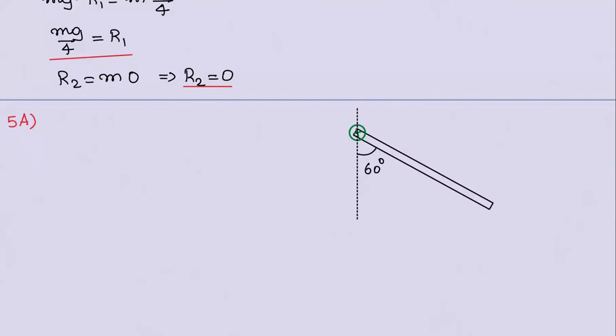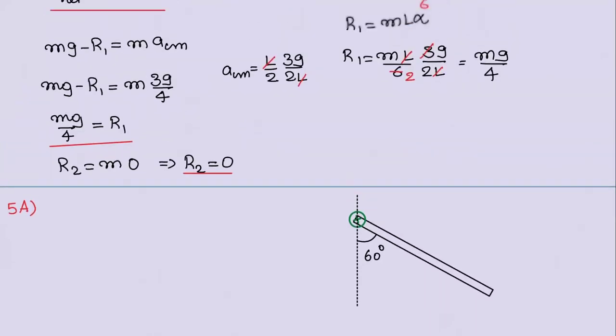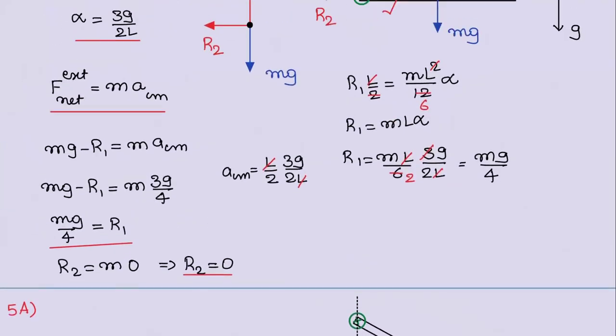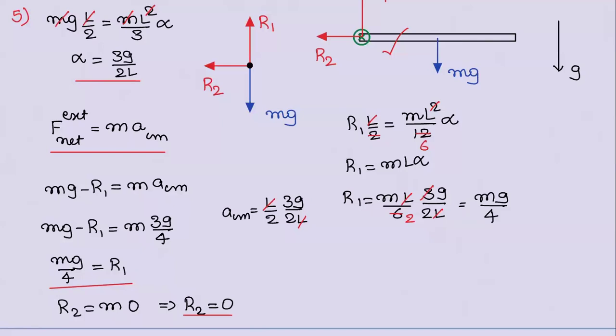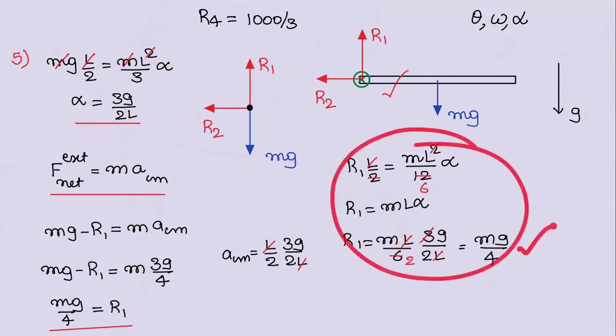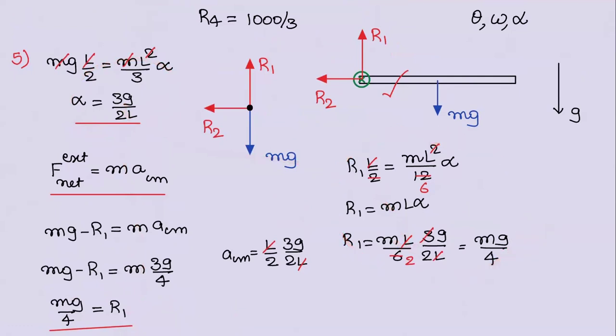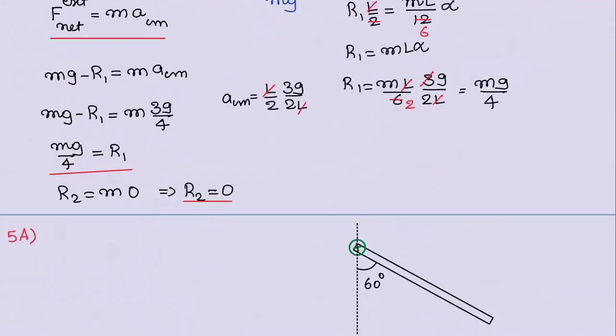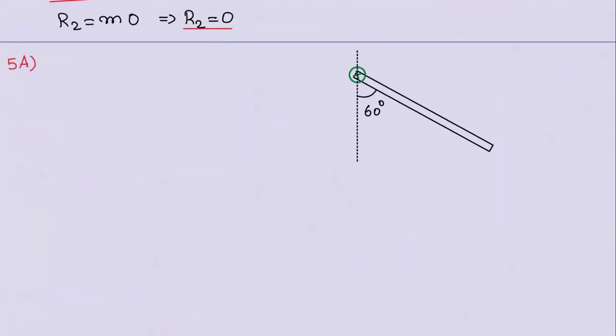To avoid confusion, after calculating alpha, don't go to the torque method. Go completely by the Newton's laws method to get the final answer. Don't go the other way because this is a dead end. Partially we are getting the answer, but not the complete answer. So solve this, then only you'll get the clarity. Question number 5A. Solve.